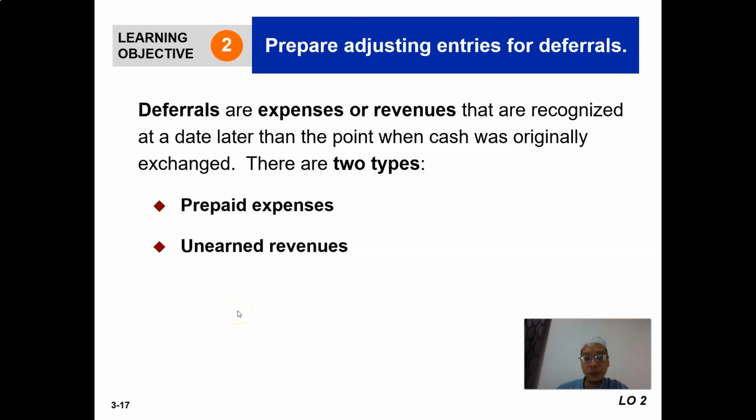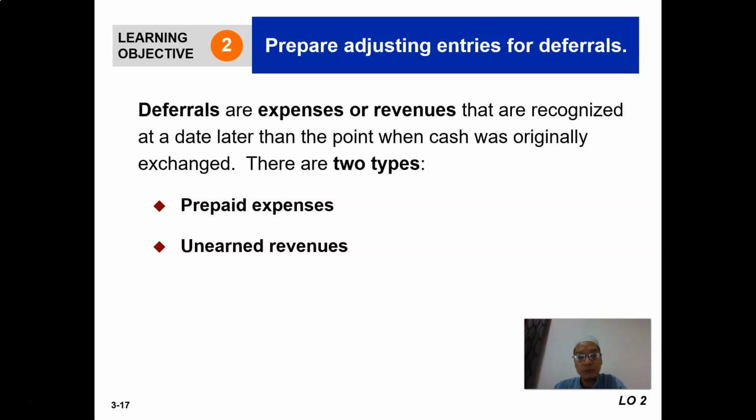In the previous video, we have identified two major types of adjusting entries. One will be for deferrals and the other will be for accruals. So in this video, we will look at several examples on how we do the adjusting entries for deferrals.